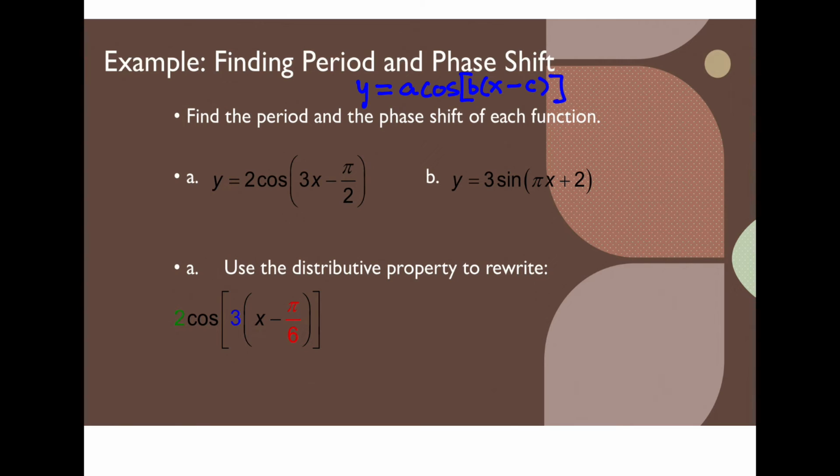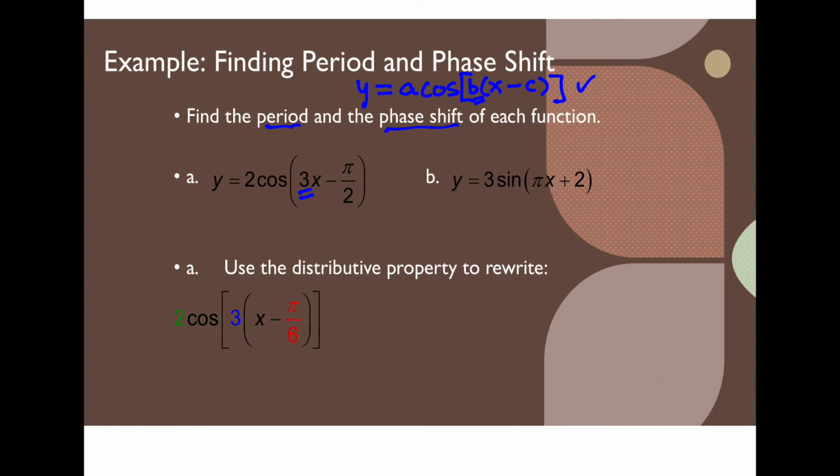And so the form that it's currently in, for me to try to identify the period, the phase shift, and I'm assuming we're going to do the amplitude as well, when we graph it, we first need to get it into the correct form. In other words, it needs to look like this. And so the one thing that needs to happen here is I need to be able to factor out 3, because notice that B is not right in front of x, but behind a parentheses there.